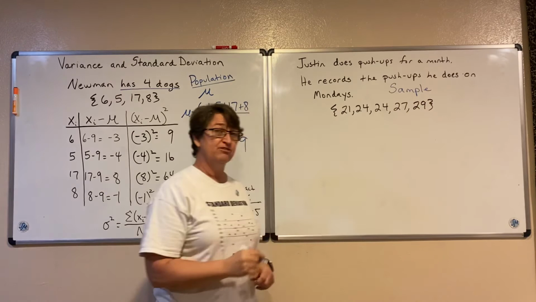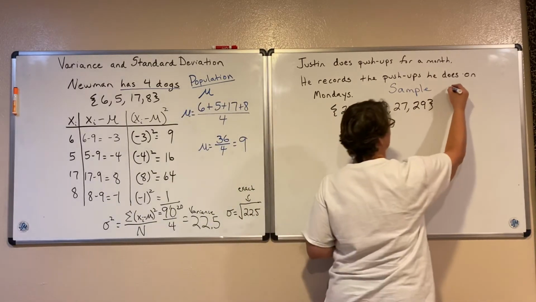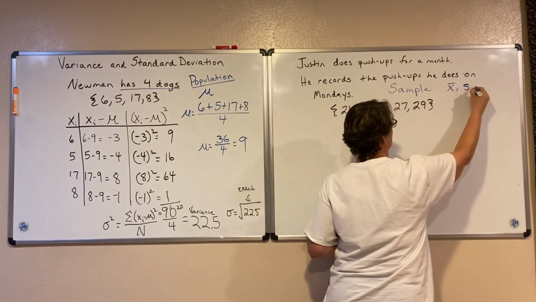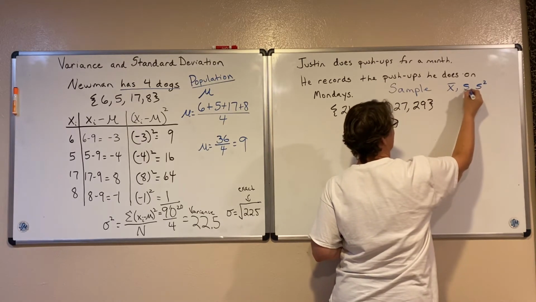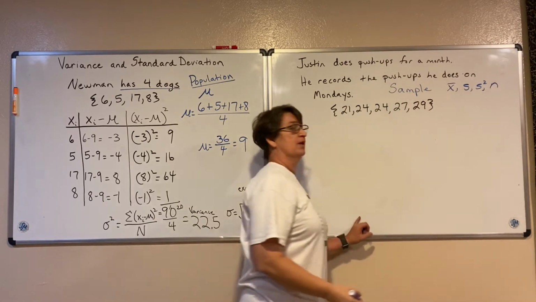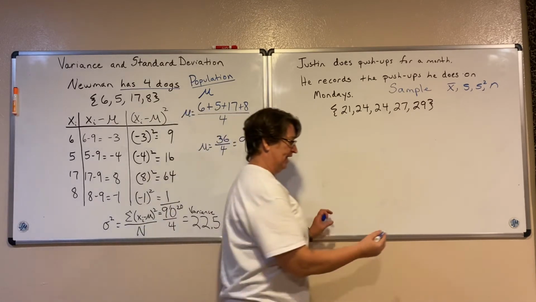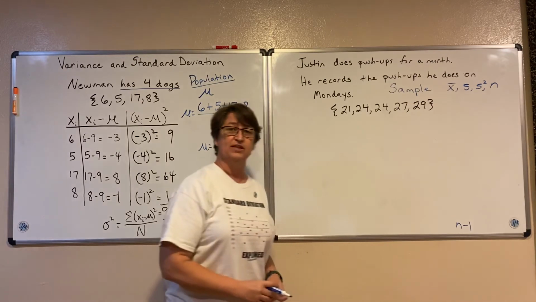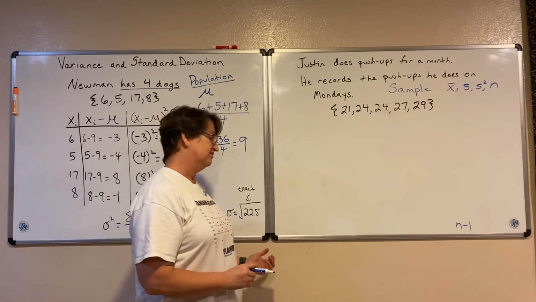So a couple of things that tells me. First of all, when I'm using my notation, I'm going to use X bar. I'm going to use S and S squared for standard deviation and variance. I'm going to use N. And at the very end, when I'm dividing, I'm going to divide by N minus 1. That's going to be really important: at the very end, I'm going to divide by N minus 1 instead of by N.